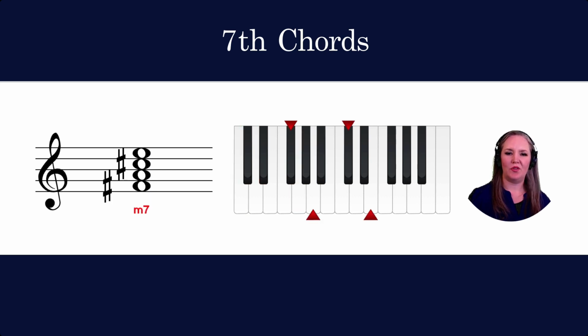Let's do it with F sharp. Create an F sharp minor seventh chord. F sharp, A, C sharp is the minor triad. F sharp to E is the minor seventh. When you combine those, they form an F sharp minor seventh chord, which is F sharp, A, C sharp, E.